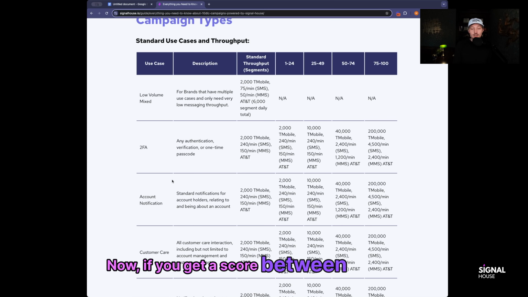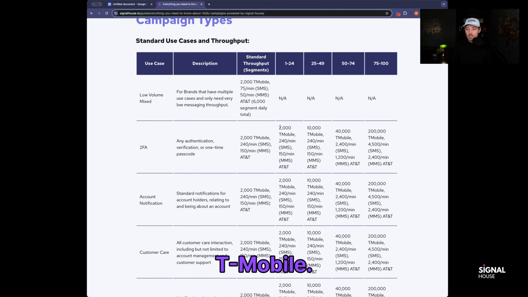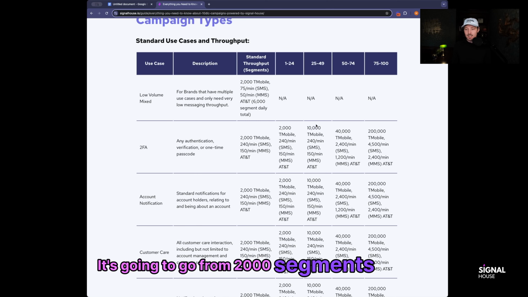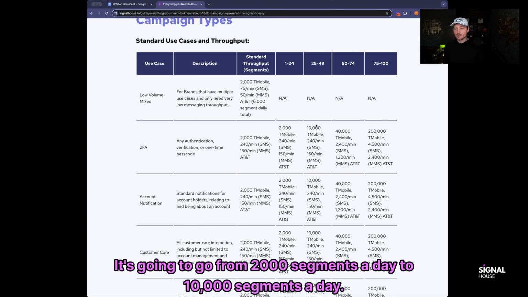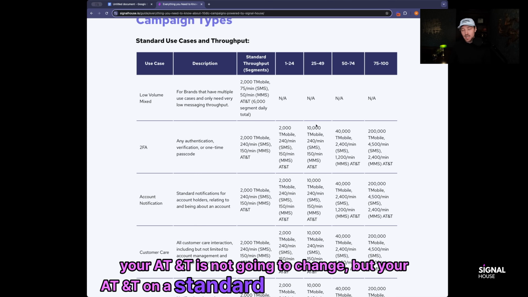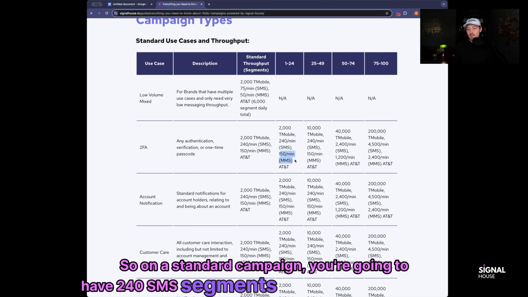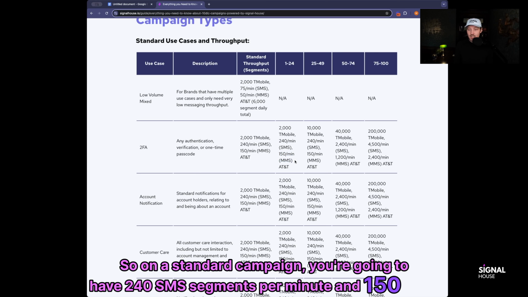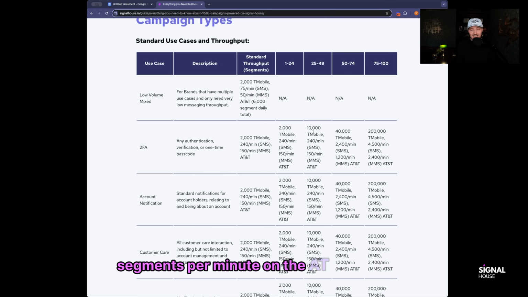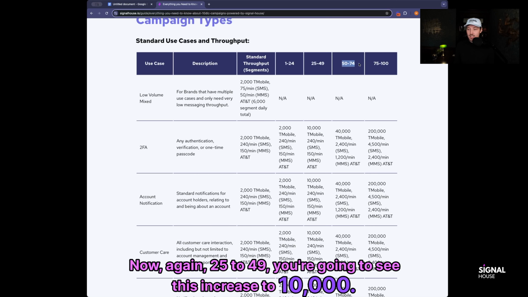Now, if you get a score between 25 and 49, the first thing that's going to change is T-Mobile. It's going to go from 2,000 segments a day to 10,000 segments a day. Your AT&T is not going to change, but your AT&T on a standard campaign is going to be higher than it is on a low volume. So on a standard campaign, you're going to have 240 SMS segments per minute and 150 MMS segments per minute on the AT&T channel. Now, again, 25 to 49, you're going to see this increase to 10,000.